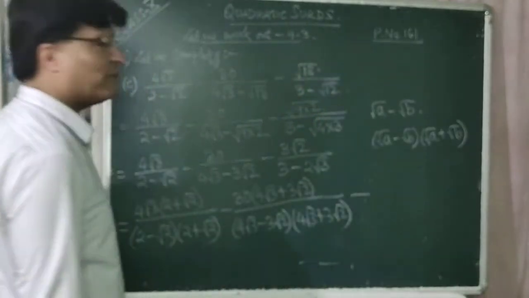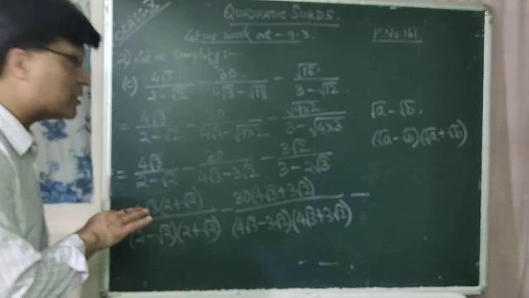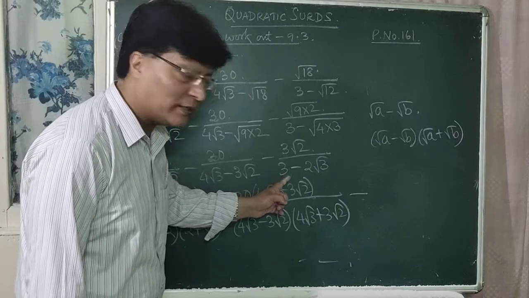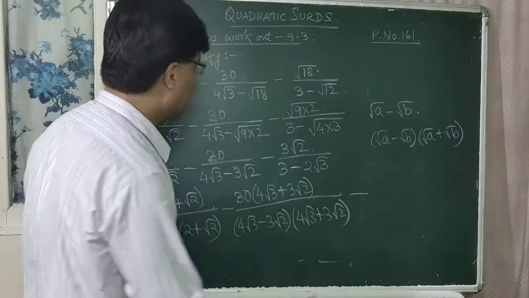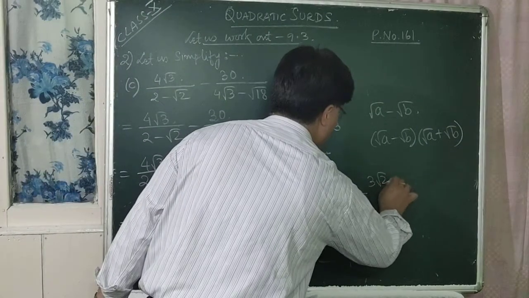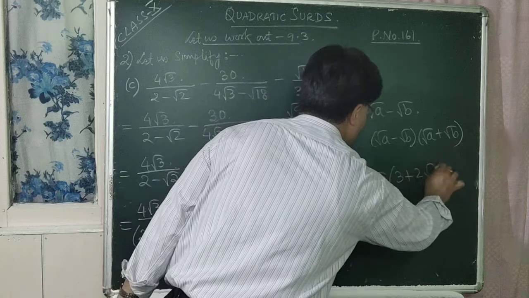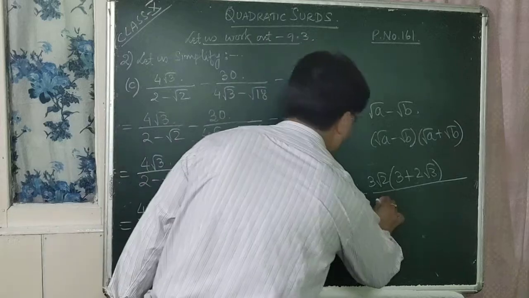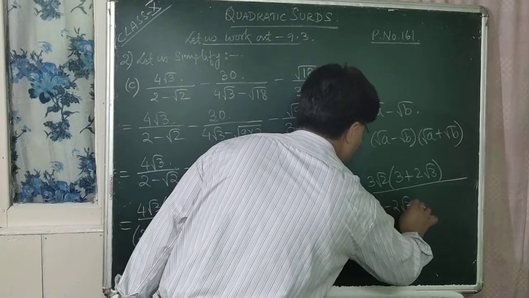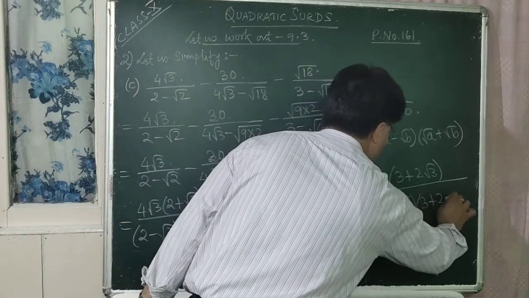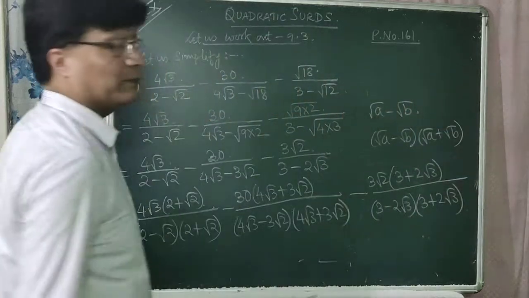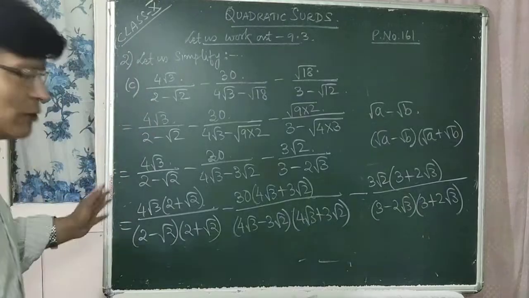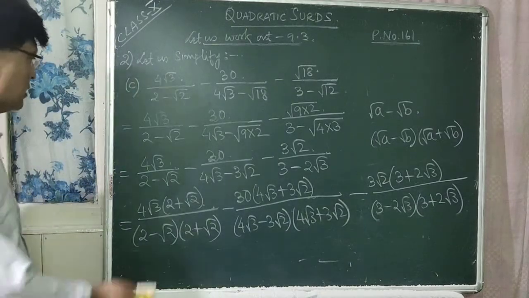Minus, by which factor will you multiply both numerator and denominator for the third term? That is, which is the rationalizing factor here? 3 + 2√3. So it is 3√2(3 + 2√3), this whole divided by what? It is (3 − 2√3)(3 + 2√3). So these are the rationalizing factors here. So in this way we can remove the square root from the denominator.